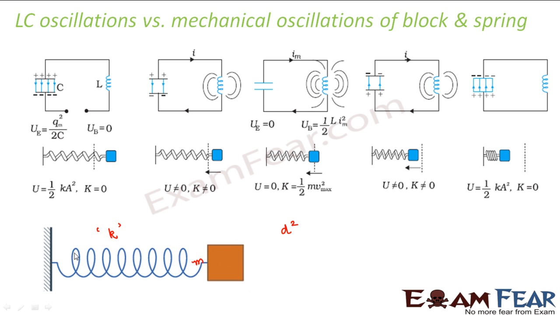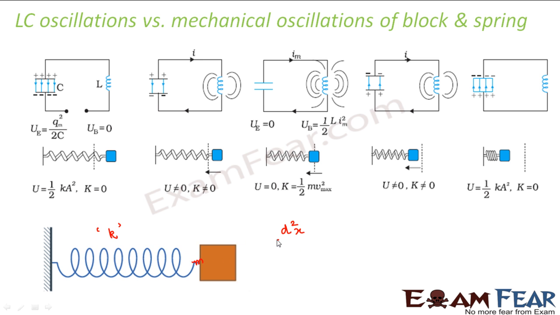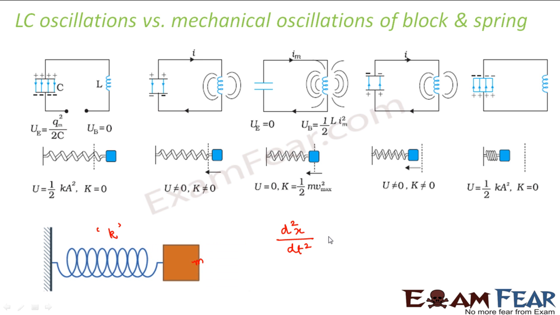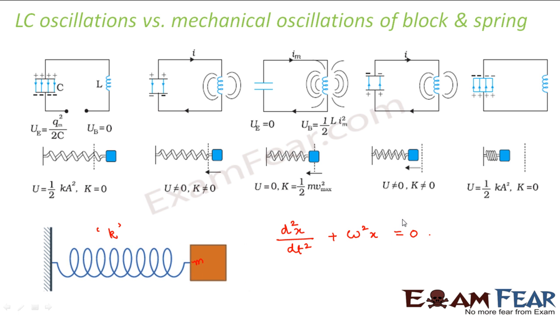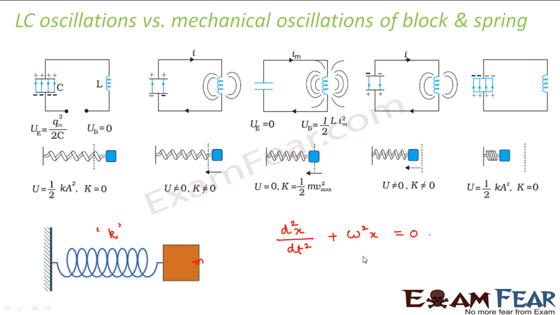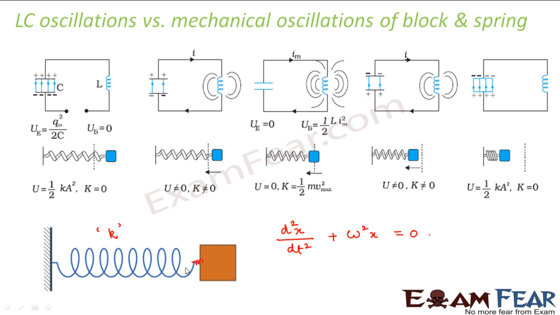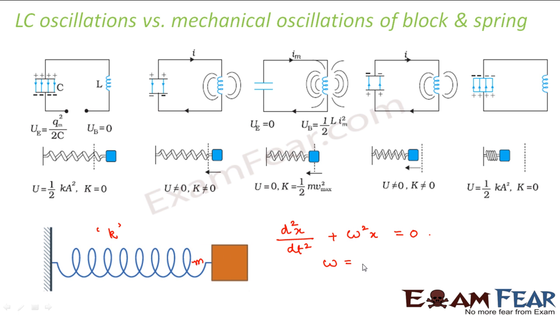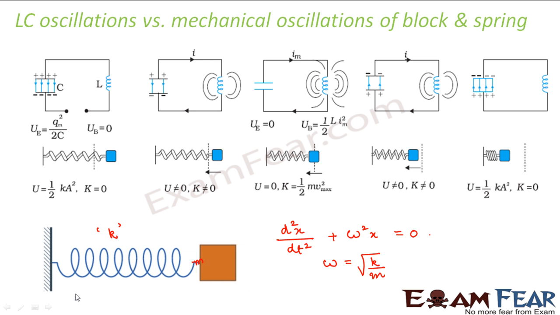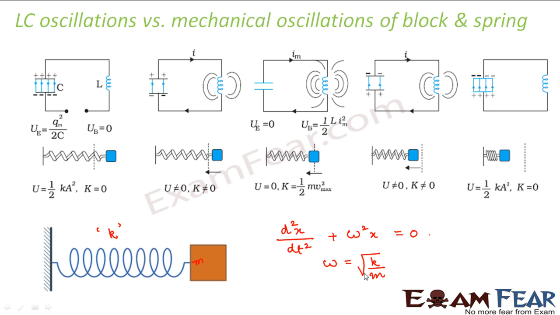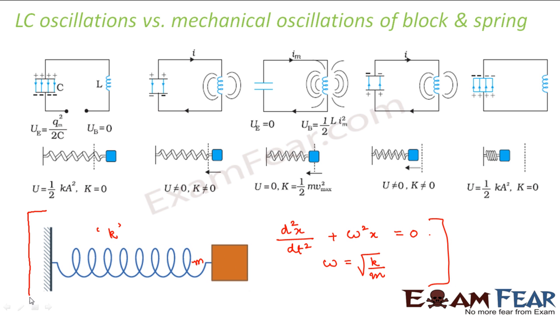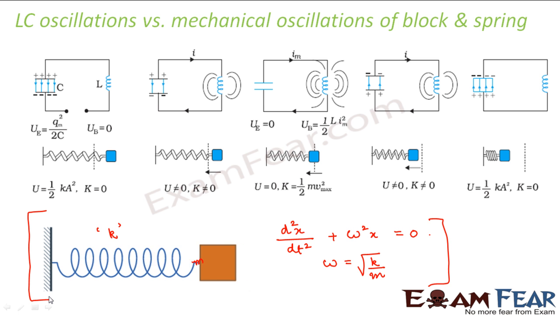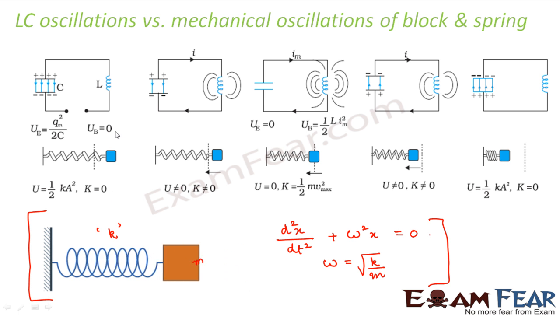How do I express the oscillation of this block? We can write it in this form: d square x by dt square plus omega square x is equal to 0. This equation represents the oscillation of the block attached to the spring, where omega is equal to root over k by m, where k is the force constant or spring constant. This is how we define the oscillations of a block attached to a spring in mechanical physics.